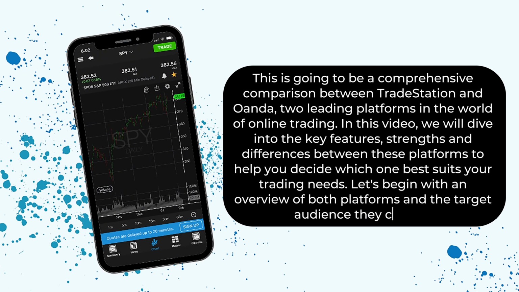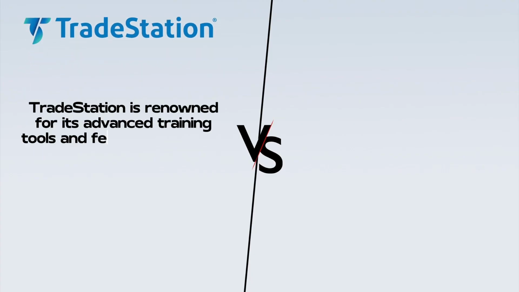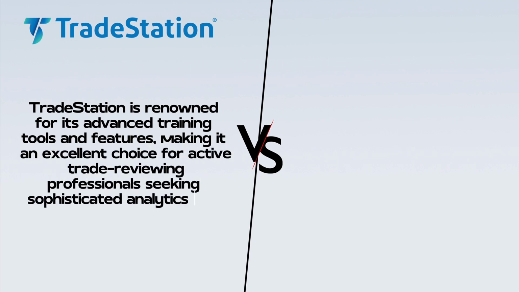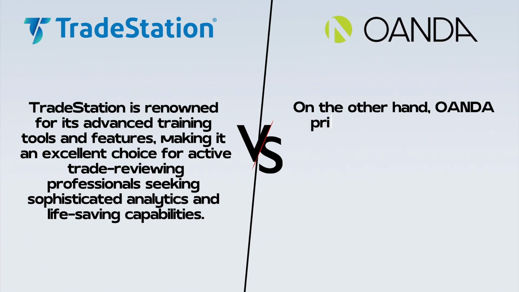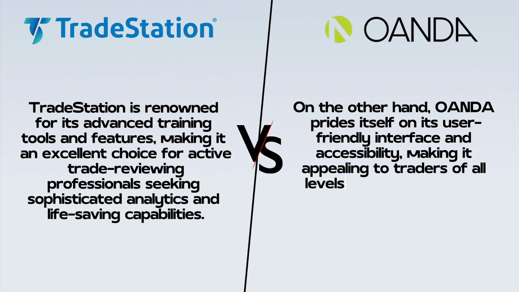Let's begin with an overview of both platforms and the target audience they cater to. Tradestation is renowned for its advanced trading tools and features, making it an excellent choice for active traders and professionals seeking sophisticated analytics and execution capabilities. On the other hand, Oanda prides itself on its user-friendly interface and accessibility, making it appealing to traders of all levels, from beginners to seasoned investors.